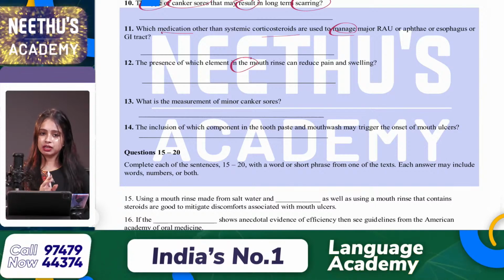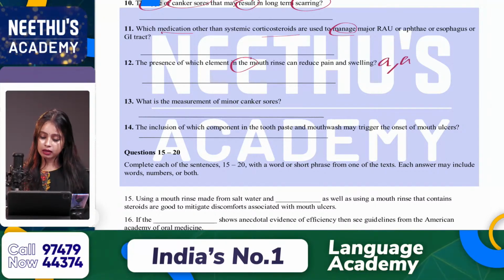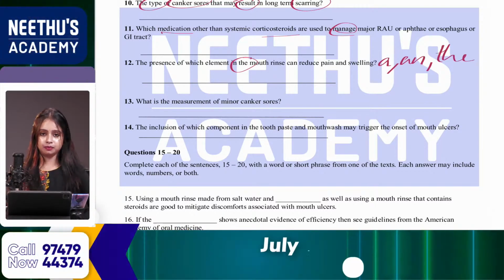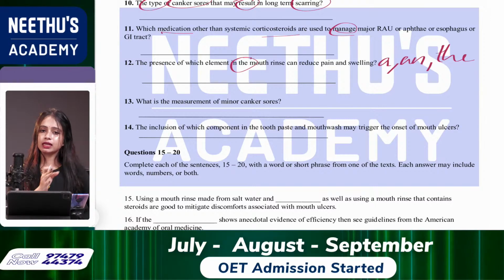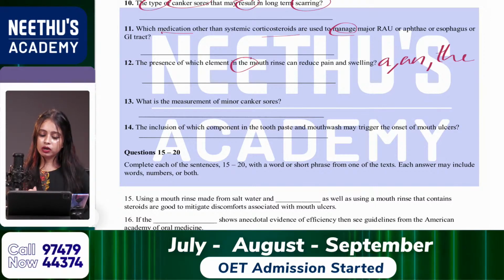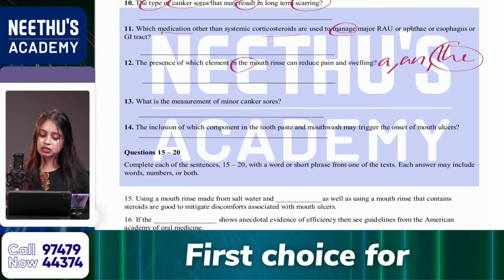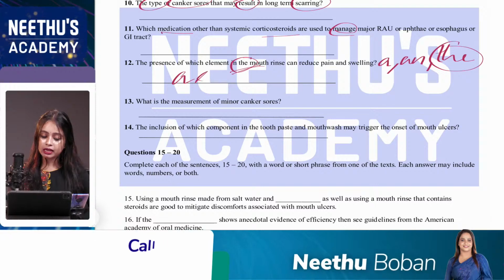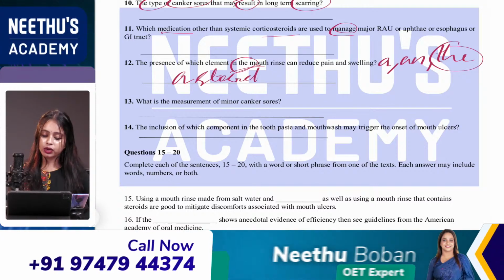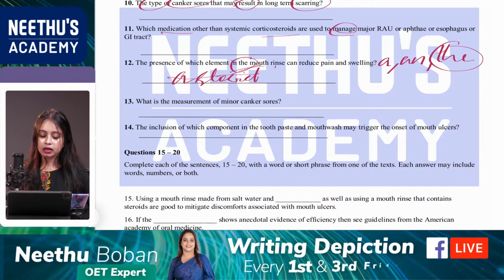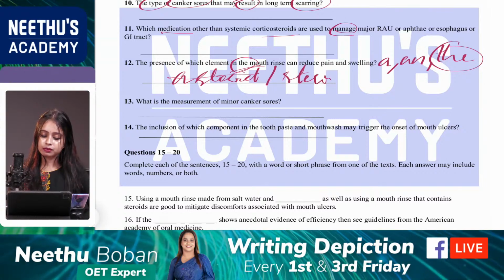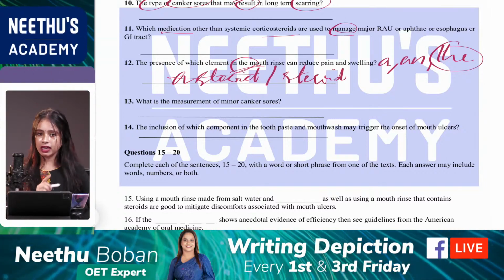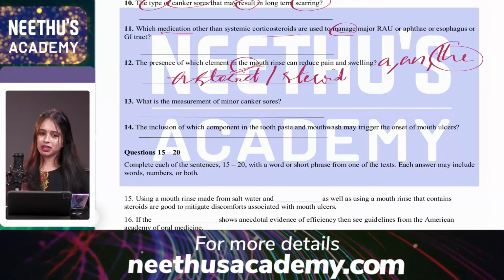The is mentioned here. So what are the articles? A and the. These are the articles in the English language. Already the is mentioned in the question, so you don't have to repeat a steroid. Okay, the answer should be steroid. Okay, that should be the answer. Thank you, Reshma, for correcting me.